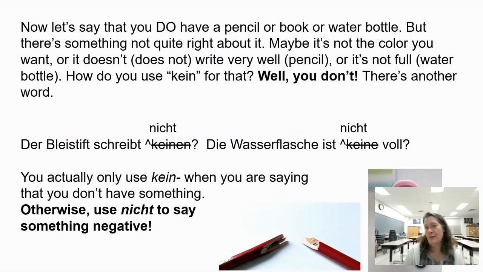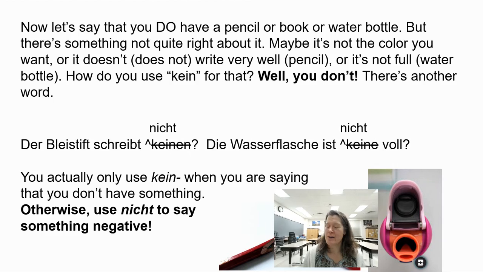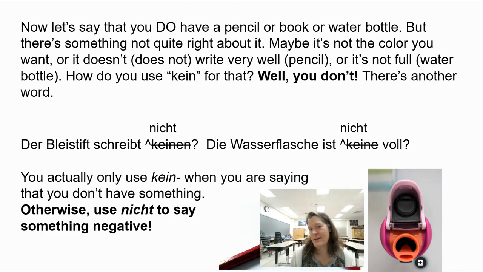All right, now let's say you do have a pencil or a book or a water bottle, but there's something not quite right about it. Maybe it's not the color you want, or it doesn't write very well. Your pencil's broken, or maybe it's not full. You need some water in that water bottle. So how do you say that? How do you use kein for that? Some of you have already tried this, but the truth is, you don't use kein for those kinds of situations.